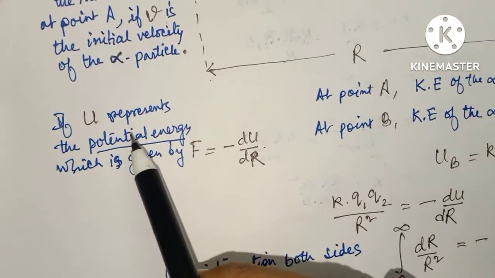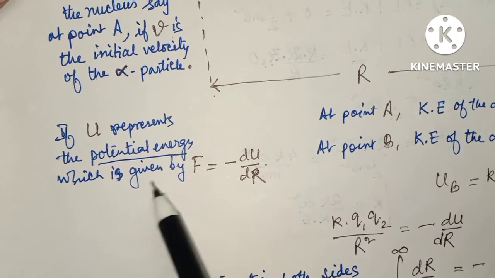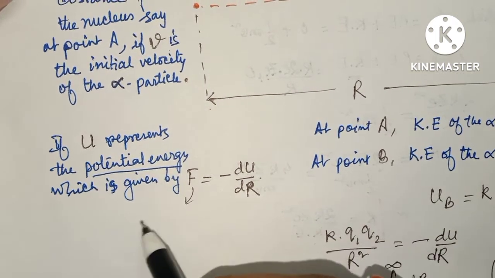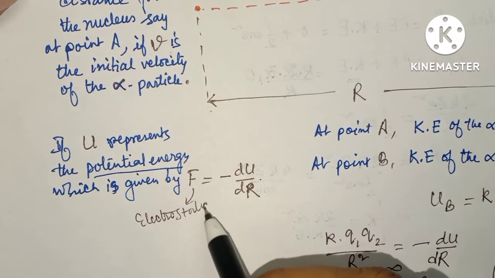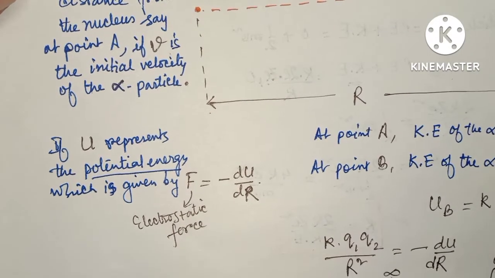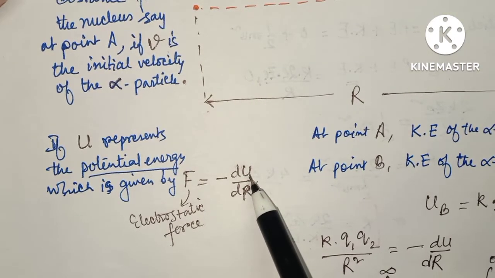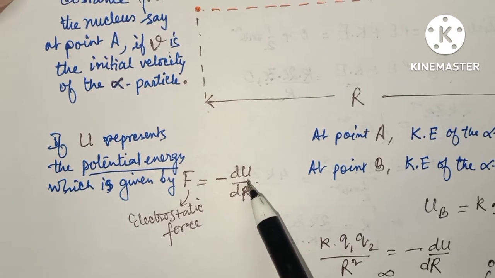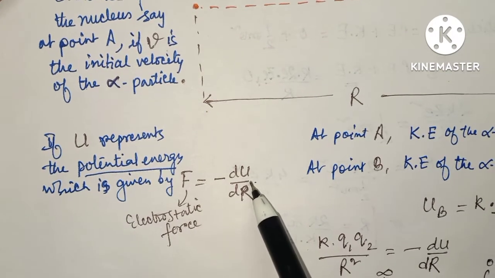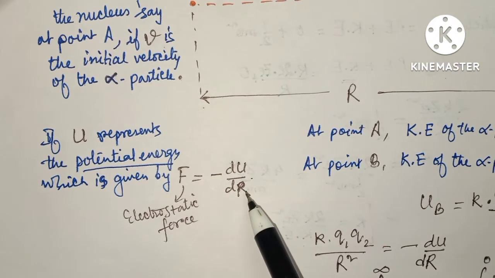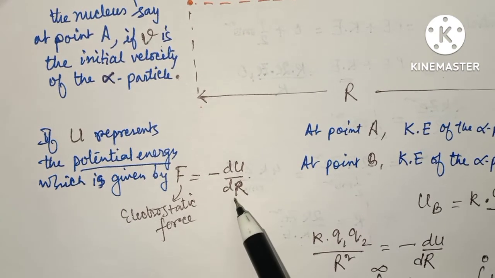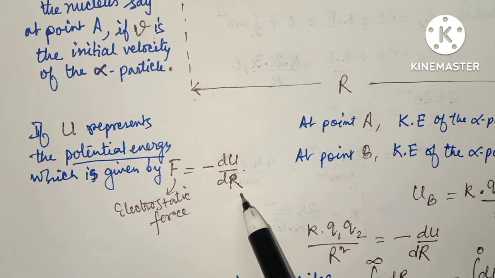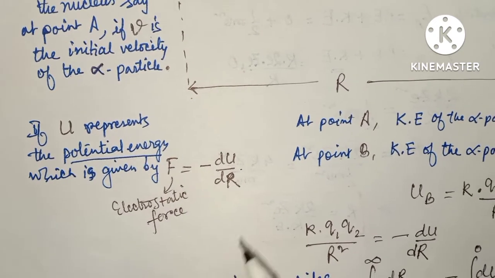So if U represents the potential energy, and F represents the electrostatic force, it is given by minus dU by dr. That means dU is the incremental change in potential energy in joules, and dr, not r, it is dr, represents the incremental change in separation, whose unit is meter.